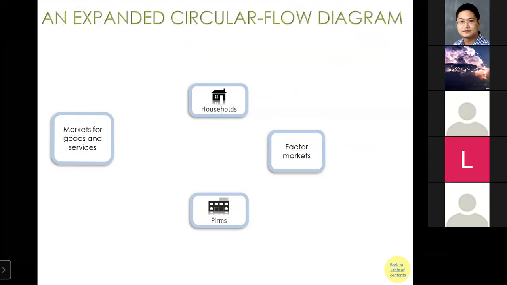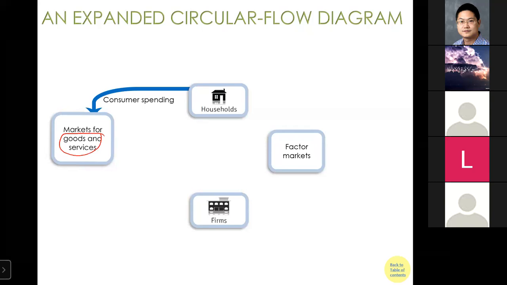Now let's focus on this simple economy. How are people going to interact with each other, or how is the economy organized? Households are going to spend their money. How are they going to spend? They are going to purchase goods and services in the market for goods and services.